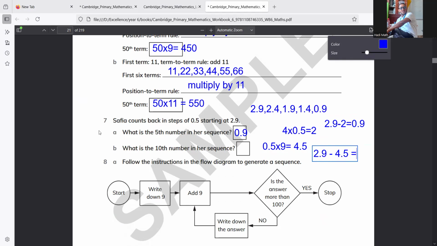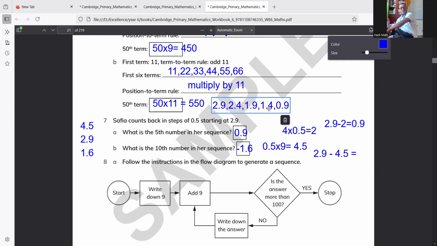You're going to subtract normally, 4.5 because it's the bigger number, minus 2.9. So 5 minus 9 cannot be done, you borrow 1 from the 4, it's going to be 15 minus 9, which is equal to 6. And then 3 minus 2 is equal to 1, so it's 1.6. But it should be negative because it is 2.9 minus 4.5, so it's going to be negative 1.6.